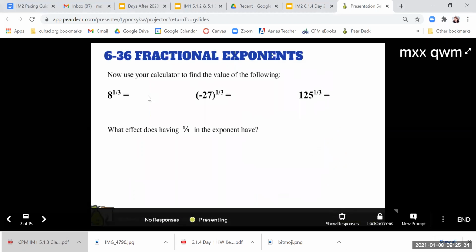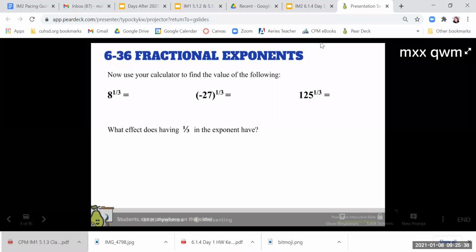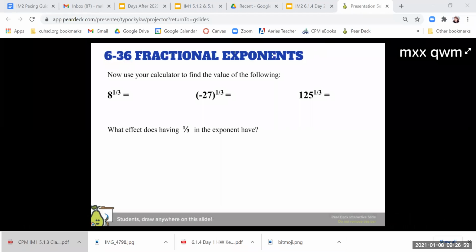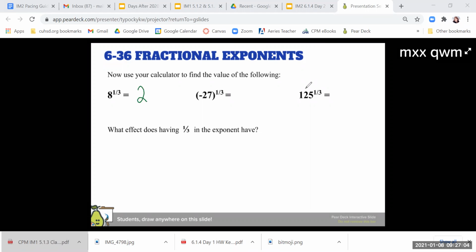Let's try this again. But this time, notice that we have 8 to the 1/3 instead of 1/2. So now we're changing our exponent from 1/2 to 1/3. So go ahead and punch these in your calculator and see what you get. Okay, so I'm seeing most people have answered now. So if you got 8 to the 1/3 is 2, negative 27 to the 1/3 is negative 3, and 125 to the 1/3 is 5, you are correct.